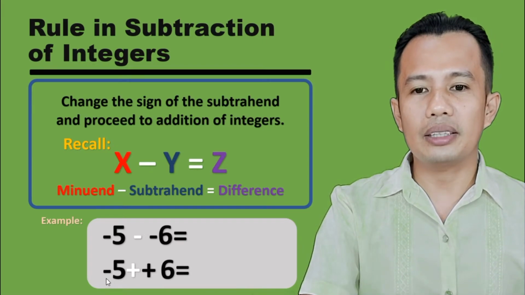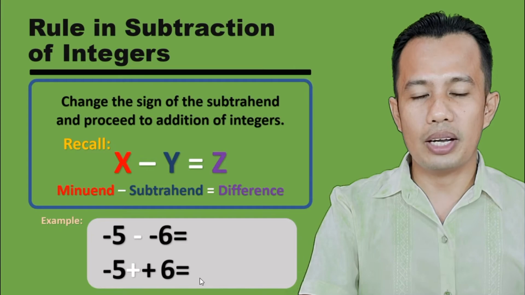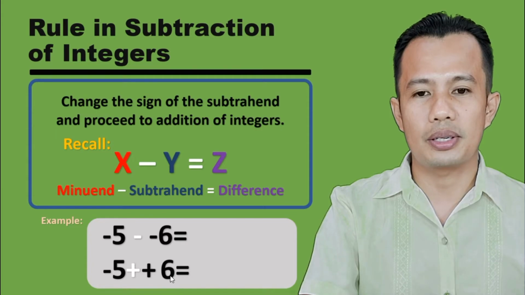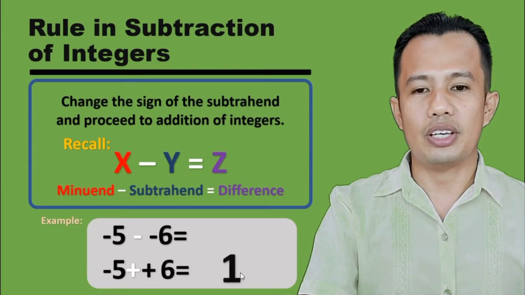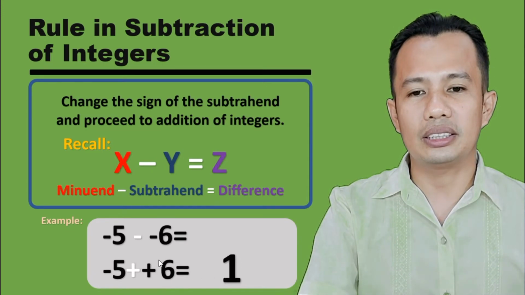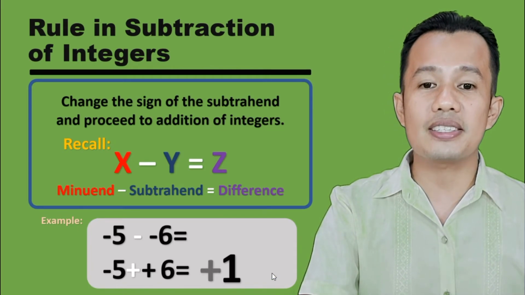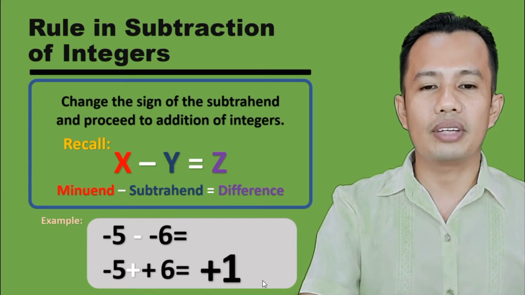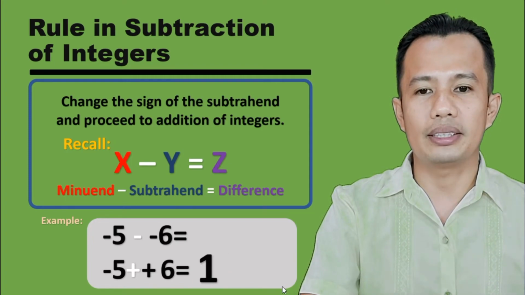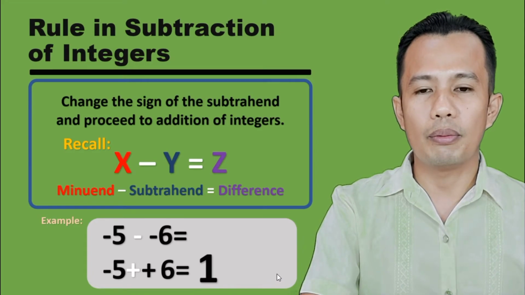So now, negative 5 plus positive 6 is equal to, this one is the rule of addition of unlike signed integers. So 6 minus 5 is equal to 1. Which one is greater, 6 or 5? It is 6, so we will follow the sign of 6, which is positive. But it is not necessary to write positive in front of a positive number. Therefore, our answer is simply 1. Negative 5 minus negative 6 is equal to 1.